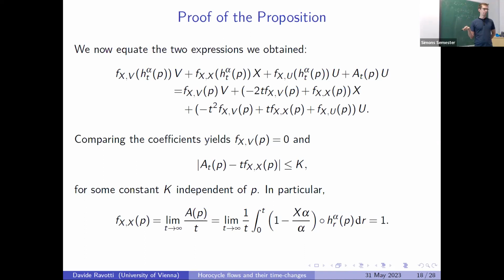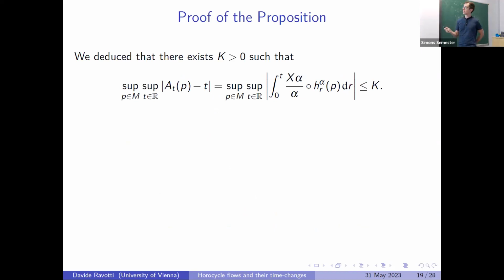So this means that f_X(X,p) has to be equal to one everywhere. Does this make sense? So I get that f_X(X,p) is equal to one. So I have that a_t(p) minus t is bounded by a constant. And a_t is this integral. So if I subtract t, I am essentially removing this one. So what we found is that there exists some constant such that a_t(p) minus t is uniformly bounded in the point and for all times.